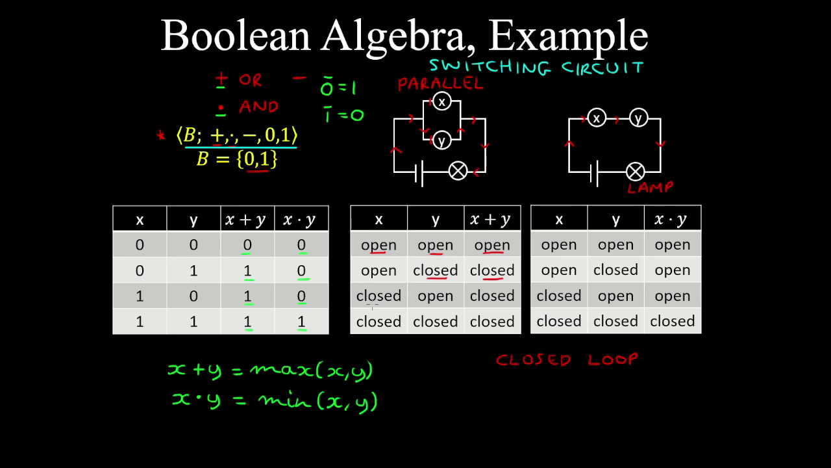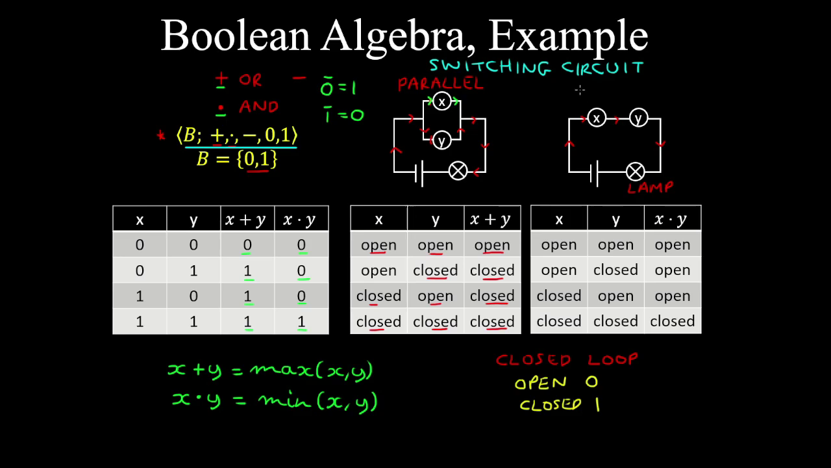And similarly, if X is closed but Y is open, then a current would flow through X and the state of the circuit will be closed, and therefore the lamp will light up. And if both switches are closed, then the circuit is closed and again the lamp lights up. So we can interpret open as the binary digit 0 and closed being the binary digit 1.